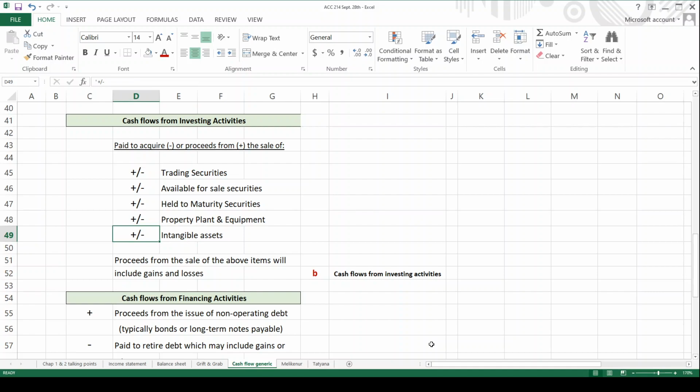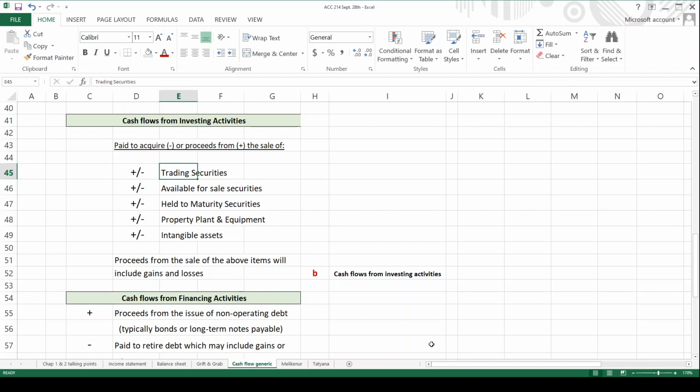Okay, so we have to figure out the proceeds from the sale if there is one. Now, if you go and you buy trading securities, that's pretty simple. That's just outgoing cash. So if I paid $100,000 for Apple stock, I'm going to have a negative $100,000 in this category.